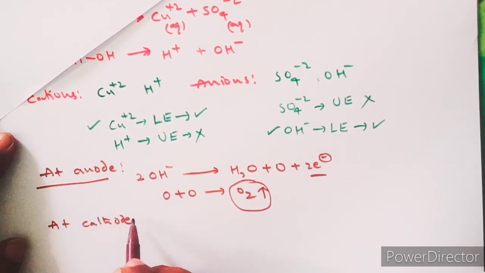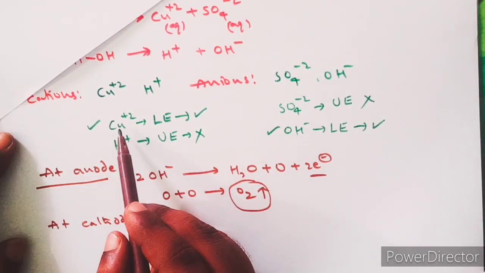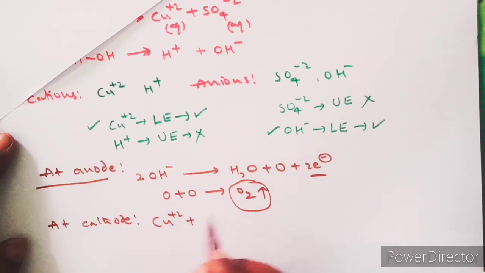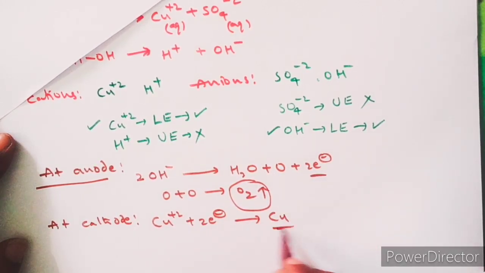Now at the cathode electrode, what reactions take place? Cu2+ is involved in the reduction. So Cu2+ will gain those 2 electrons and be converted into copper, Cu. These are the products we are getting here. So at the cathode electrode, copper is depositing. At the anode electrode, oxygen gas is liberating, but not hydrogen gas at the cathode. Clear, guys? This is what you must remember.